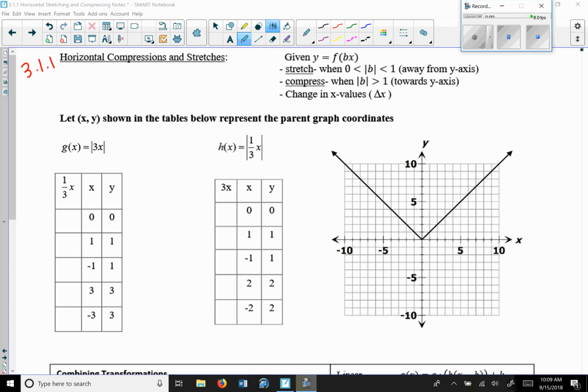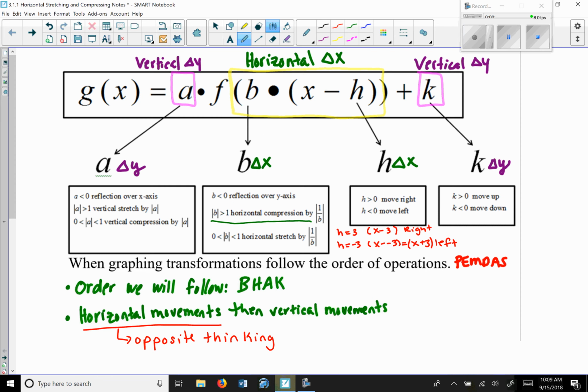Section 3.1.1, horizontal compressions and stretches, and we're going to do some combined transformations. Before we fill this out, let's go to our graphic organizer we filled out the other day. Remember, we have our vertical movements, which are A and our K values, and our horizontal movements, which are the B and the H. We've already talked about our vertical movements. We're going to really focus on our horizontal movements and then our combined transformations.